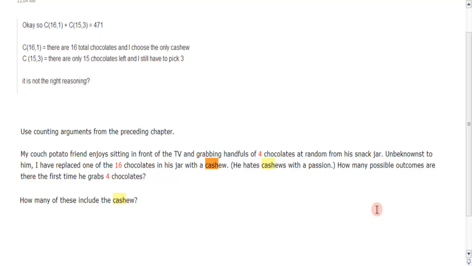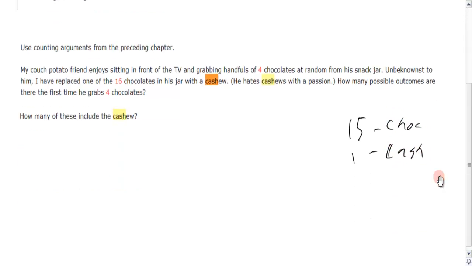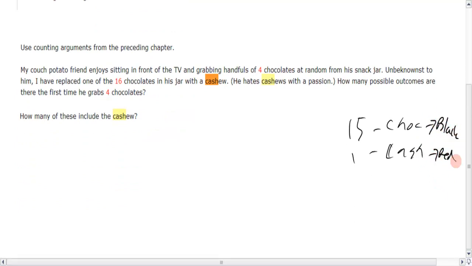In this jar there is one cashew and 16 chocolates. Let me double check. I think it's 16 chocolates, and you're replacing one of them with a cashew. So there's really going to be 15 chocolates and one cashew. If you think of this as a marble problem, you have 15 black marbles and one red marble.